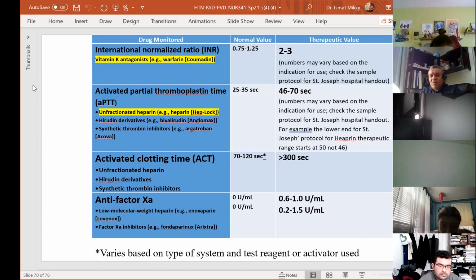Enoxaparin, Lovenox, we don't usually do that, but you can do the ACT if need be. But in general, routinely, we don't do anything for enoxaparin or Lovenox unless it's an emergency or something unusual happened from enoxaparin and Lovenox. Then you will request the anti-factor Xa. I'm sorry, the anti-factor Xa for Lovenox or enoxaparin.